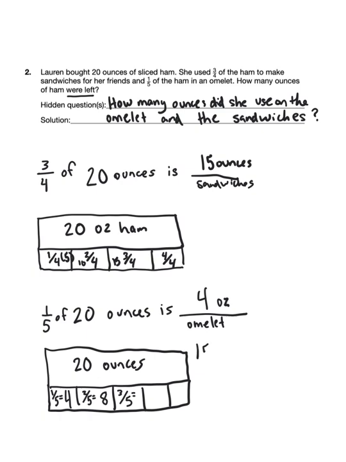So she used 15 ounces for her sandwiches, 4 ounces for the omelet, for a total of 19 ounces. Okay, so she only had 1 ounce left. 20 minus 19 equals 1 ounce was left. All right.